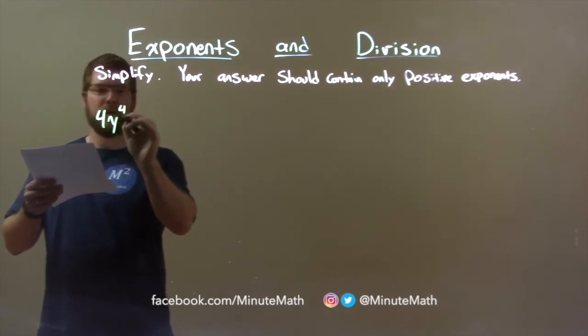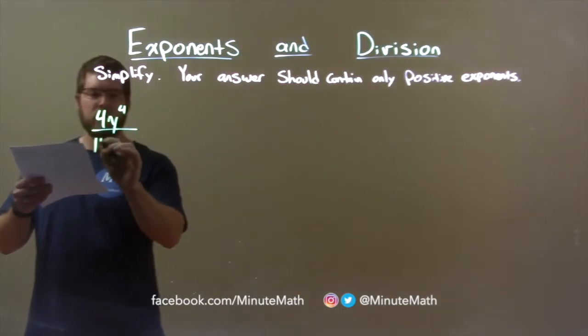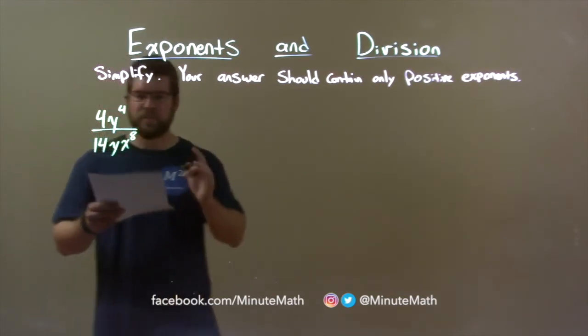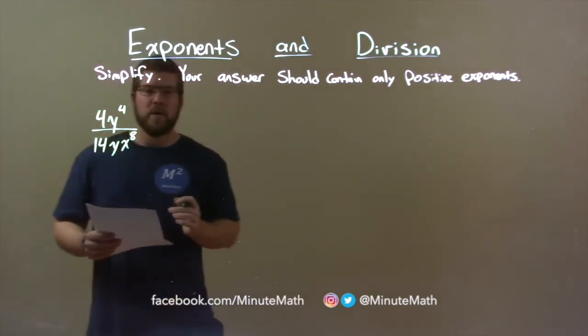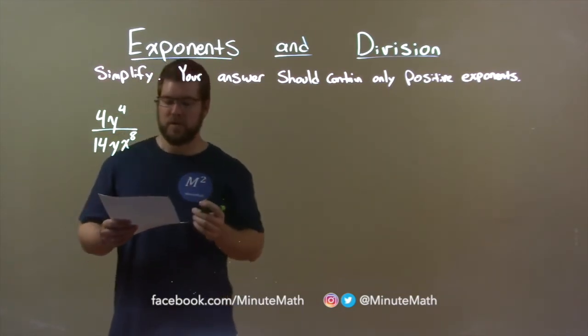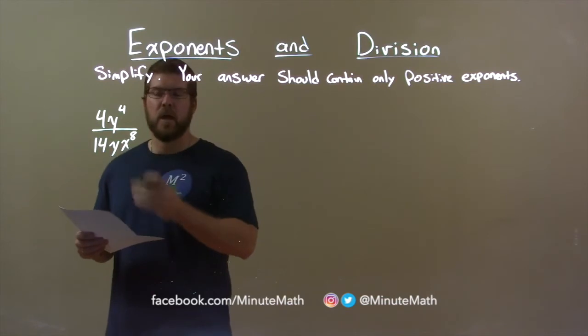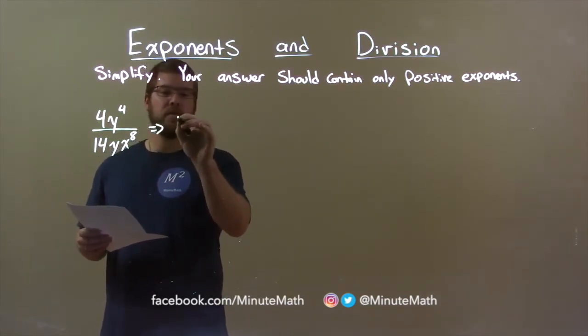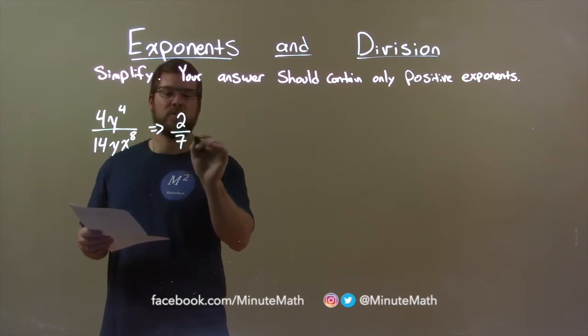4y to the 4th power over 14y x to the 8th power. Okay? Well, what I want to do here first, I see 4 over 14 are coefficients. I want to simplify this. Both are divisible by 2. So 4 over 14, the same thing as 2 over 7.